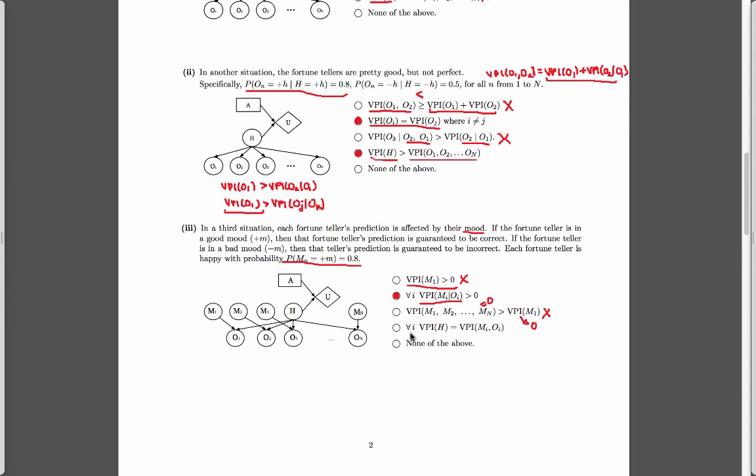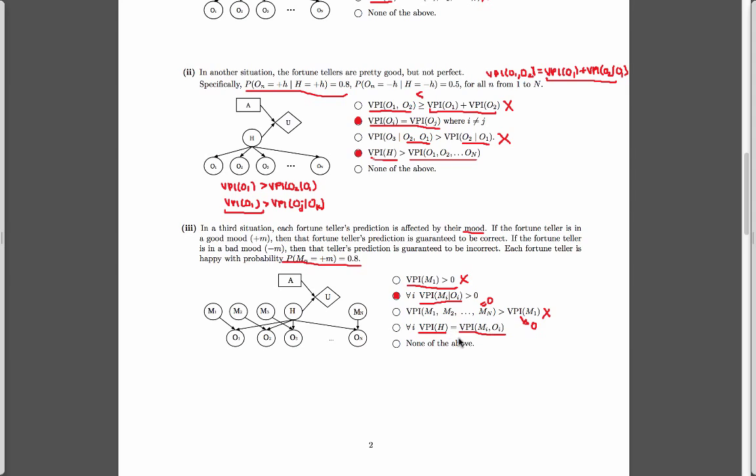Now let's look at this final statement. In this case, we have the VPI of H, and we want to compare that to the VPI of M_i and O_i. So in the first case, we have ground truth information about H, and that gives us some ability to increase our utility and pick the correct action. And in the second case, we have the mood and the prediction of the ith fortune teller for all i, and we want to consider this statement for all i, not just for one in particular.